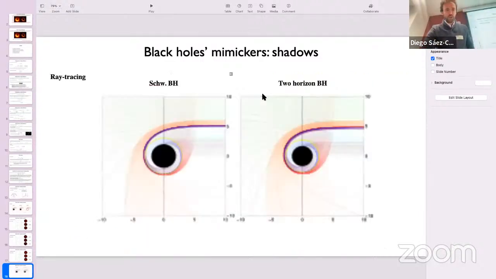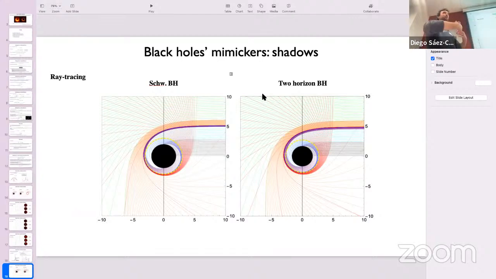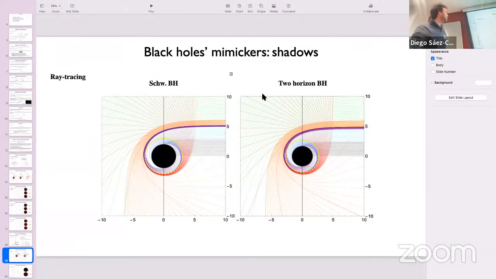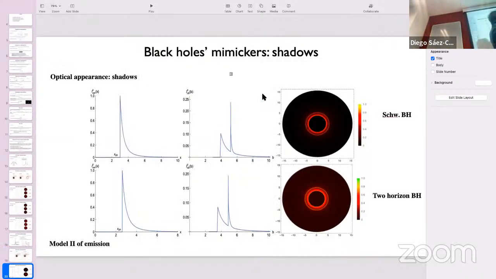So as before, what we do is trace back all the photon trajectories that reach infinity. As in the previous cases, the accretion disk is located in the equatorial plane and is perpendicular to the observer. So the observer is located at the North Pole, at far infinity on the right side. So we have the Schwarzschild and the two-horizon black hole. Basically what you are going to have is something similar in both cases. But if you compute now the case of the wormhole, let me just first compare the Schwarzschild and the two-horizon black hole. You have very similar pictures at the end of the day.